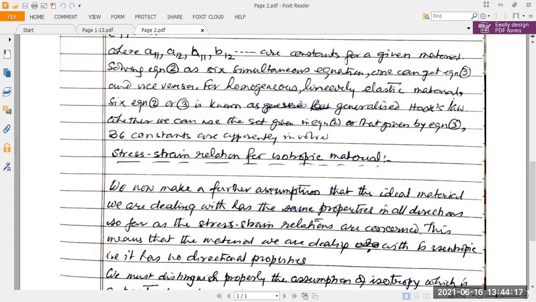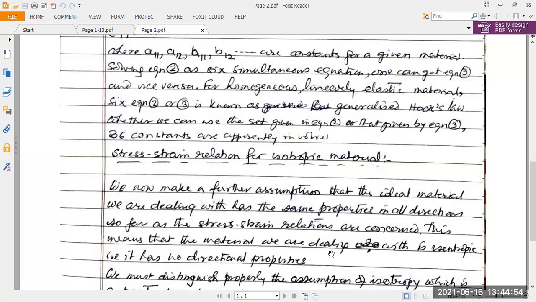So there are two things we have to know now. Define what is an isotropic material. An isotropic material is defined as a material which, at a particular point, has the same properties in all directions, x, y, z, etc. They have the same properties, but from point to point their properties may vary. But for a particular point, they have the same properties so far as stress and strain relations are concerned. It means for a particular point, their stress or strain is the same in all directions.